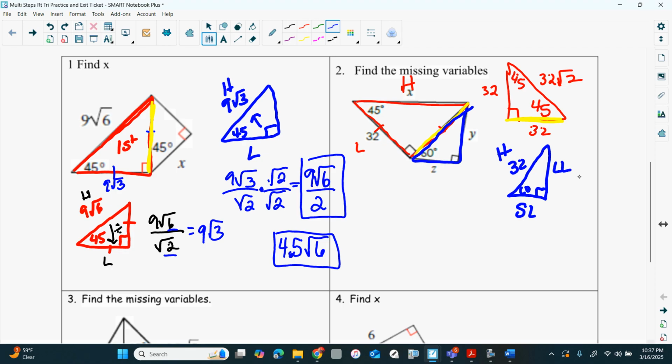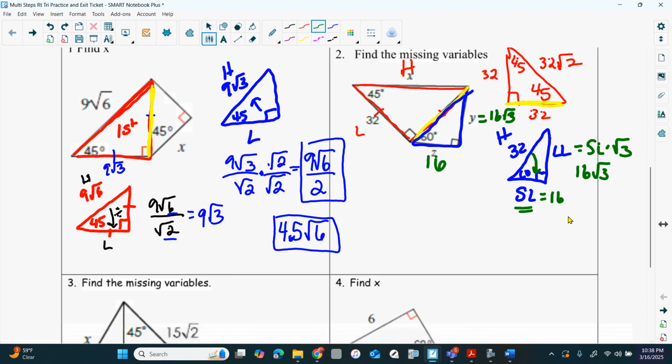And what we have to remember, we always want to get back to the short leg in this type of triangle. This is what we call home base, because if I have the short leg, you can find everything else. So if I go from hypotenuse to short leg, I'm just taking half. So half of 32 is going to be 16. So my z is 16 here. And then to get my long leg, your long leg is just your short leg times root 3. So that means 16 root 3. That's my y.